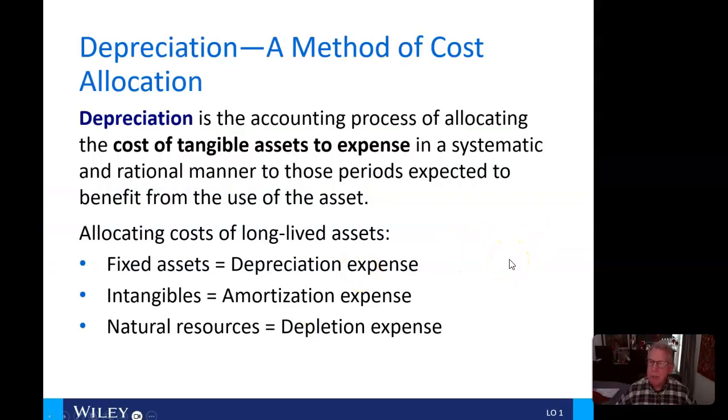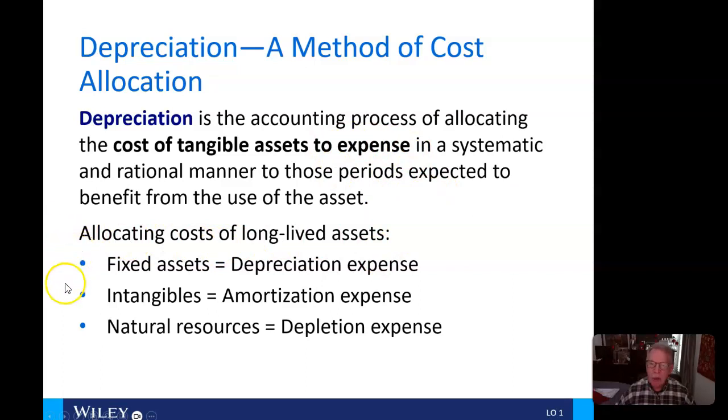Okay, depreciation is the accounting process of allocating the cost of tangible assets to expense in a systematic and rational manner to those periods expected to benefit from the use of the asset. Now, these are tangible assets, so that means they have physical substance and you can physically touch them, as my hand indicates here. And again, another choice of words here is allocating the cost. We're not calculating actual cost here. We're allocating that cost. So it's important to keep that in mind, as you will find.